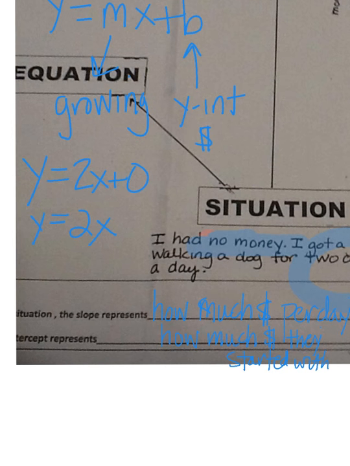Anyway, slope represents how much money per day, and the y-intercept represents how much money they started with.